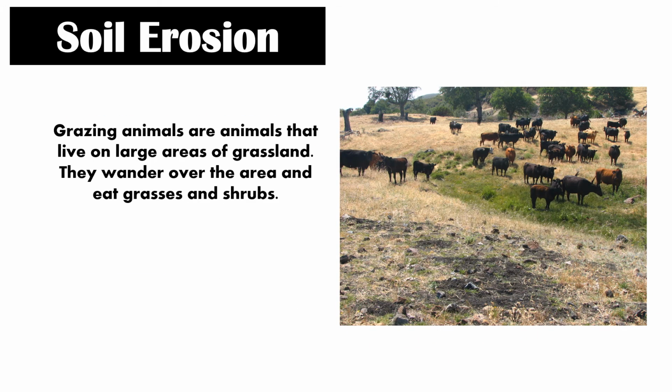Next human activity is the grazing or overgrazing of animals. This is the pasturing of animals. Farm animals, like the cows in this picture, will tend to eat everything, including the roots. When animals eat too much, even the roots of the plants are consumed, and there is no vegetation left that will help prevent soil erosion.